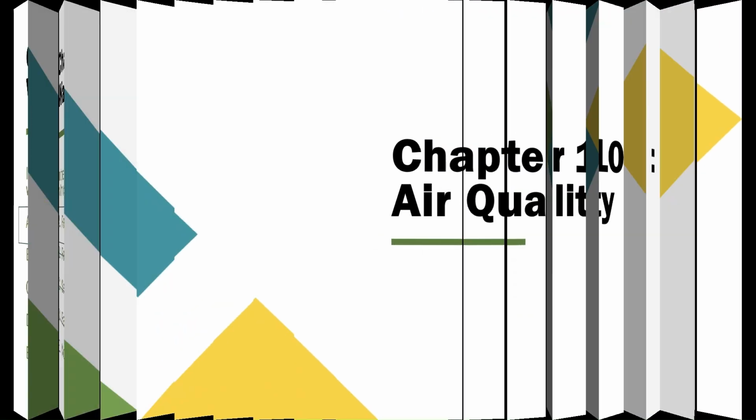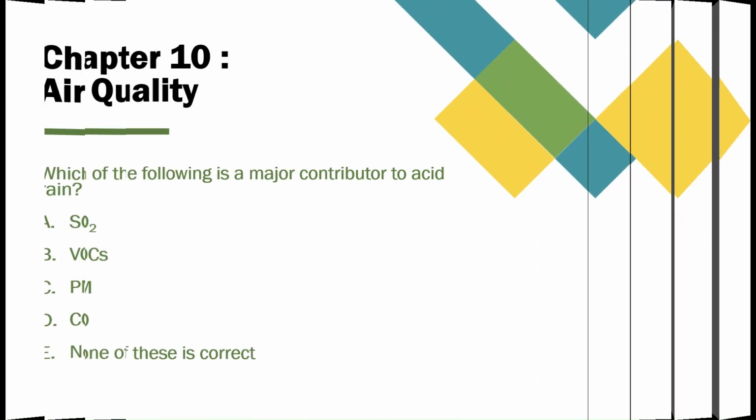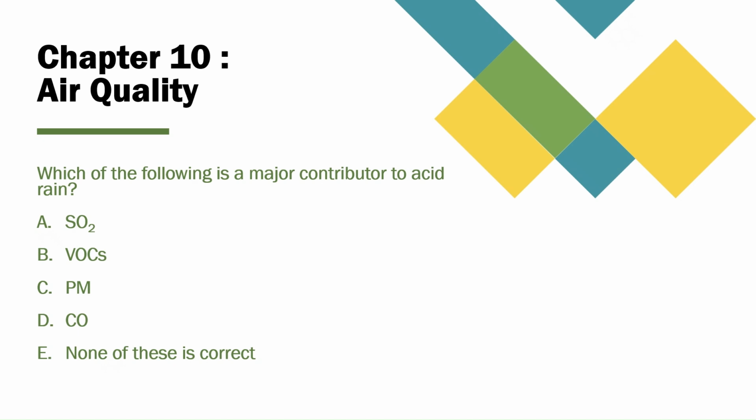Chapter 10. Air Quality. This chapter begins on page 241 in the textbook. Which of the following is a major contributor to acid rain? A. Sulfur dioxide. B. Volatile organic compounds. C. Particulate matter. D. Carbon monoxide. Or E. None of these is correct. The correct answer is A.